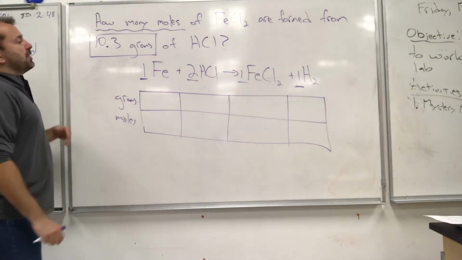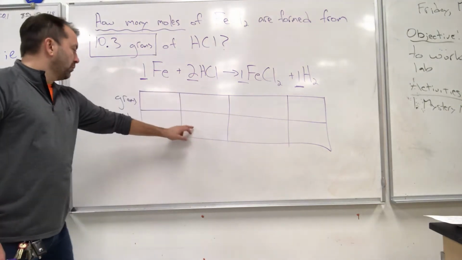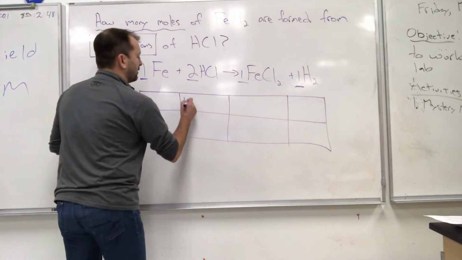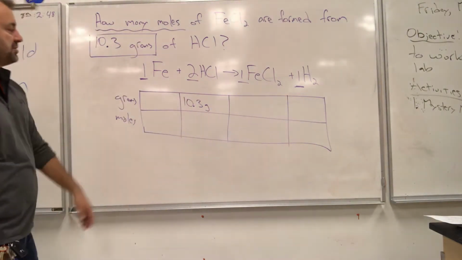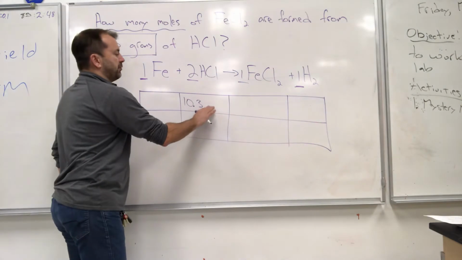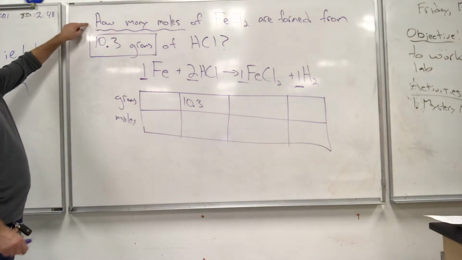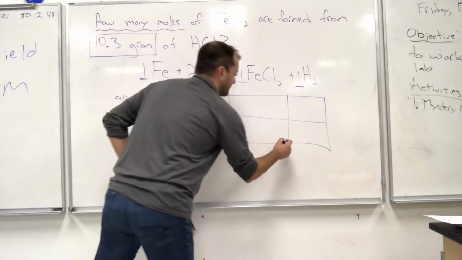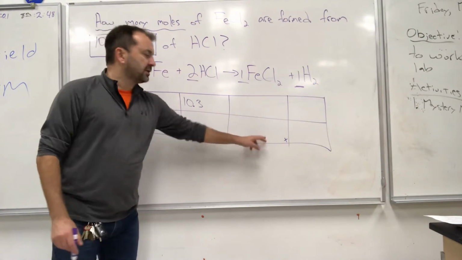So what do we have? They gave us 10.3 grams of HCl. So we know we have 10.3 grams of HCl, and we just put 10.3 grams here. So what are they asking for? How many moles of FeCl2? So they're asking for that box, right? So we've got to go from here to here.